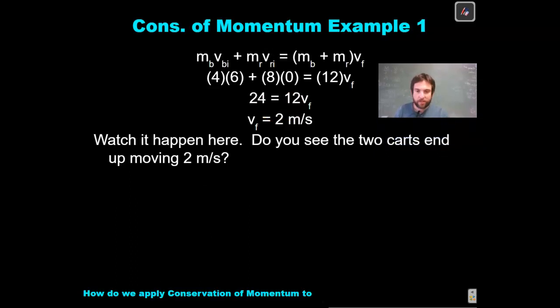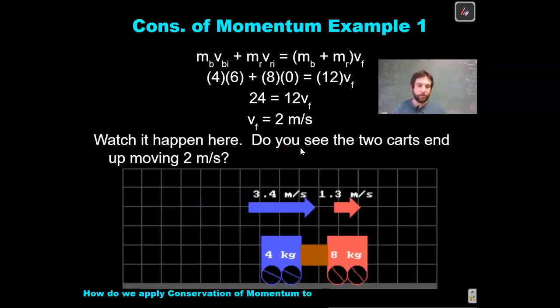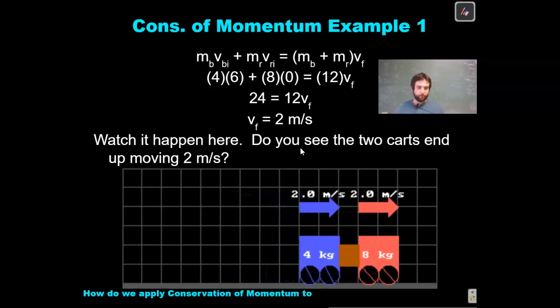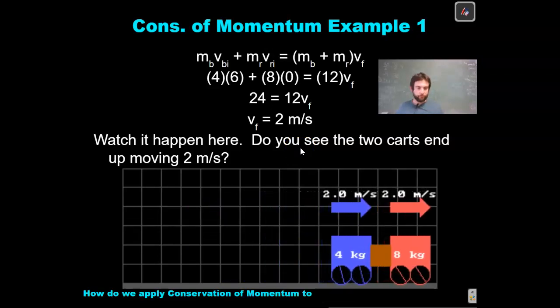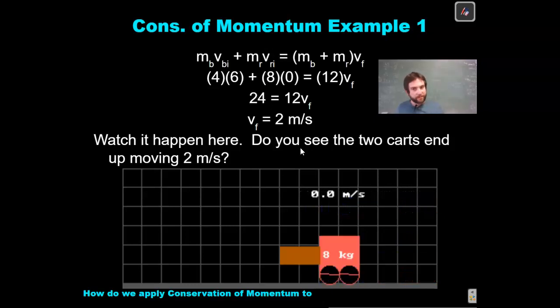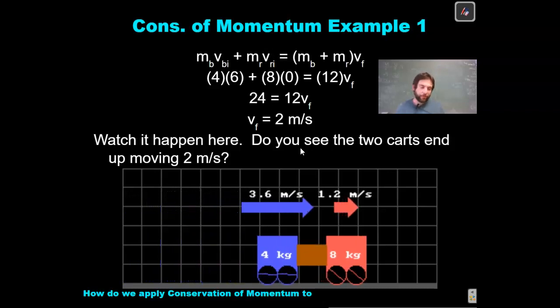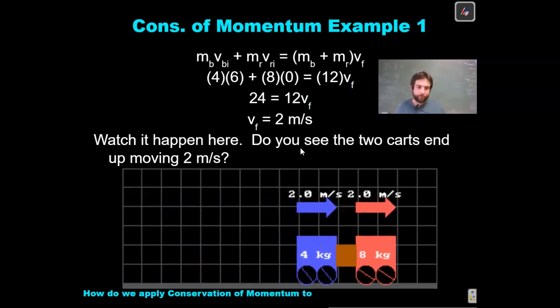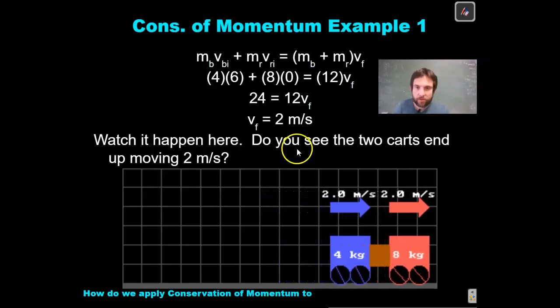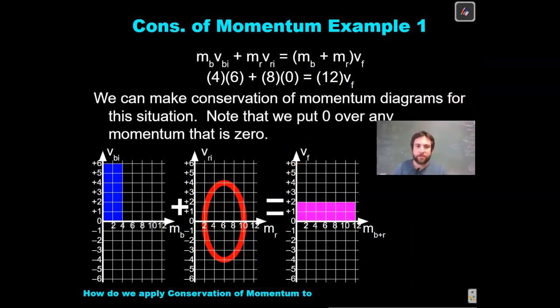What happened here? Did you see the two carts end up moving 2 meters per second? Here we go. So it's less velocity than that blue car initially had, but more velocity than what the red car had. So that's it. This is just how it works. We can take conservation of momentum.